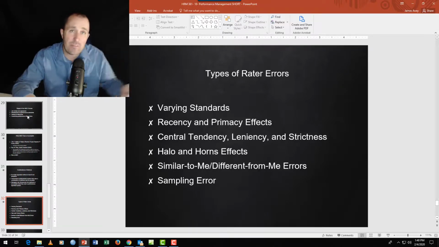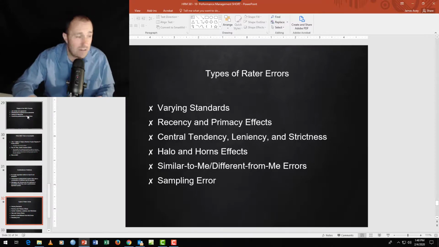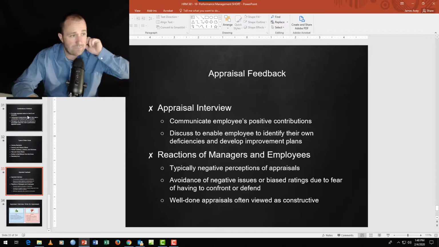As an agent of the business, that is our job as a manager, to advance the interests of the business, which may be, I don't like this person on my team. They're a jerk. I can't stand working with them, but they're really good at their job. Then their performance evaluation needs to reflect that accordingly.